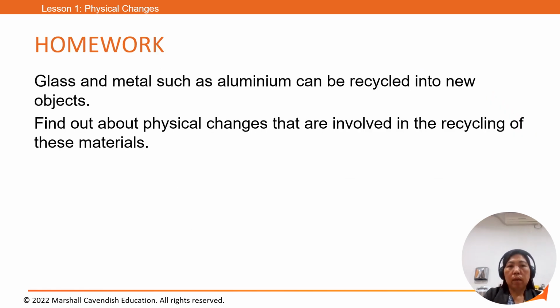For the homework, don't forget to do research on the physical changes that are involved in the recycling of glass and aluminum. You can find out through Google or maybe YouTube. Find how glass and metal, such as aluminum, can be recycled into new objects. And then please also find out about the physical changes that are involved in the recycling of these materials. So, if I see you again later in the class or with your teacher, you can try to discuss this, okay?